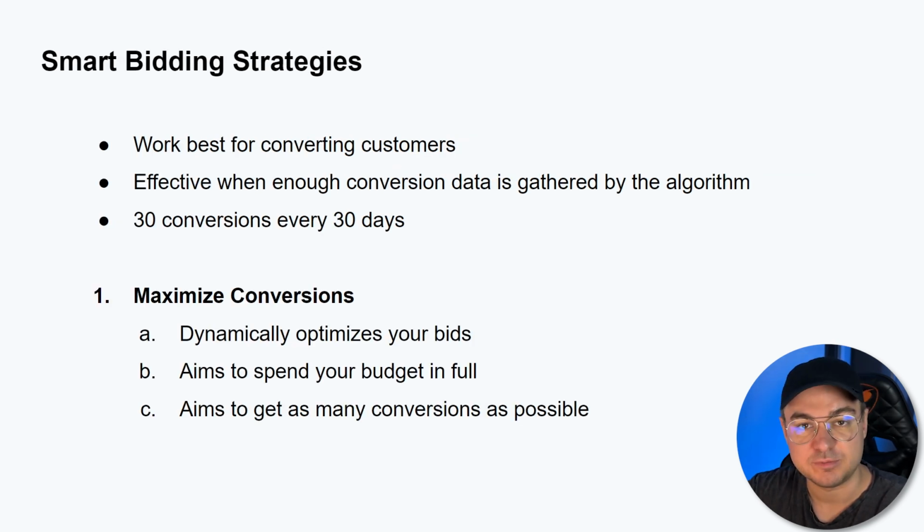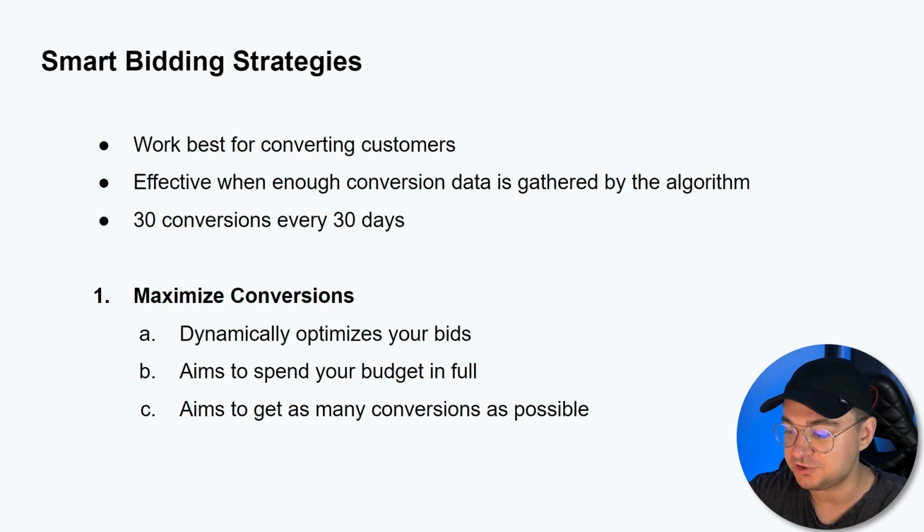Let's start with the smart bidding strategies. They often work best if your goal is to convert your customers, for example, to sales or to leads. However, smart bidding strategies are only effective if you're feeding Google's algorithm enough data to find people that will convert for you. Ideally, you should be aiming at getting 30 conversions every 30 days for a campaign to be well optimized for smart bidding. The first smart bidding strategy is maximize conversions.